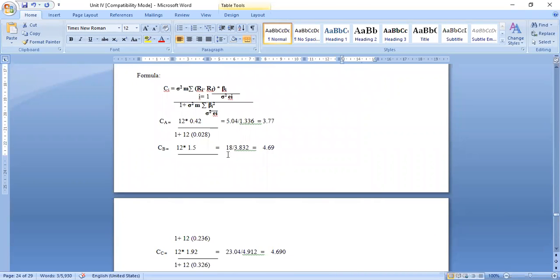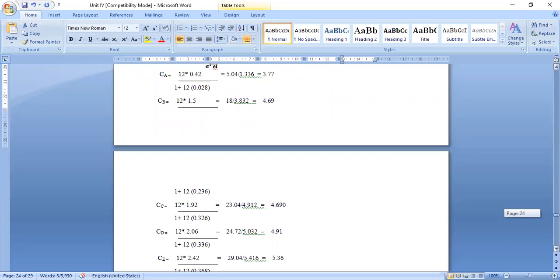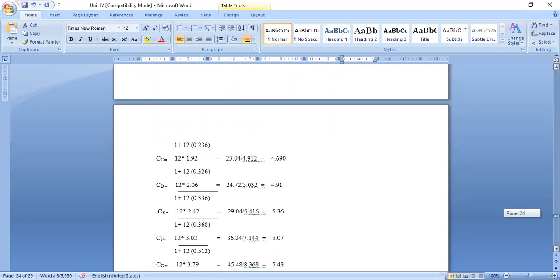So after substitution, 12 into 1.5 will give you 18, divided by 12 into 0.236 plus 1, which is 3.832, is equal to 4.69. So I request students to just cross verify the calculation. If there are any changes in the values, you can just put that in the chat box.